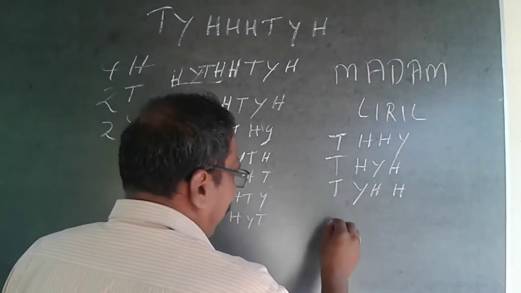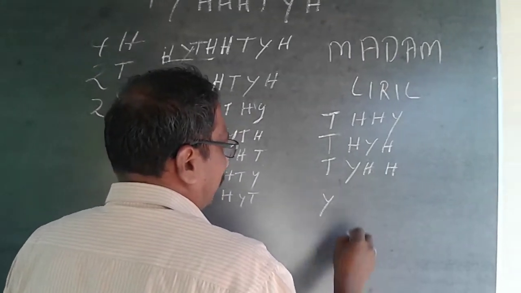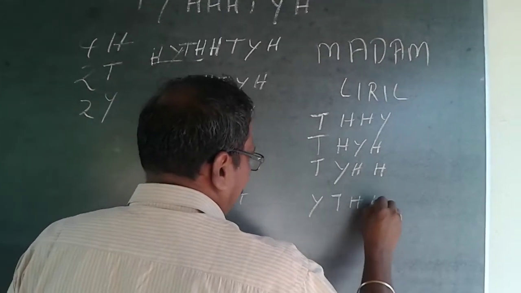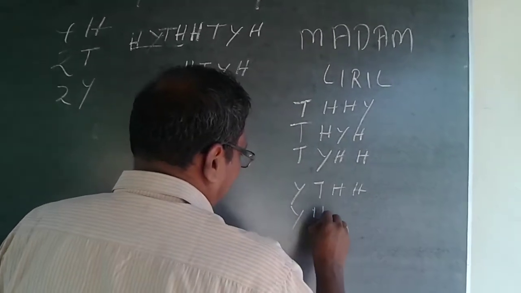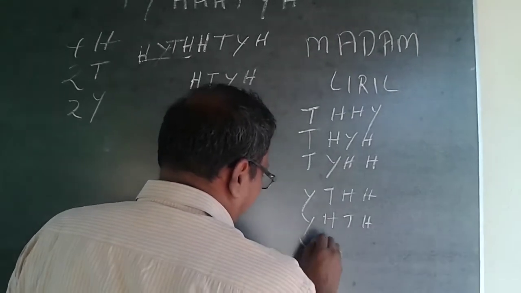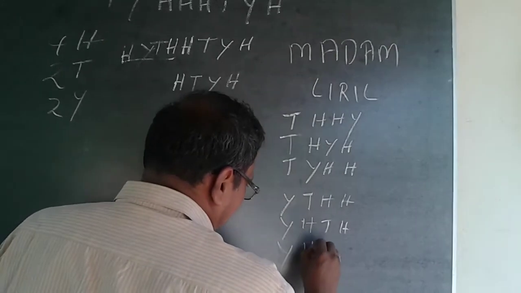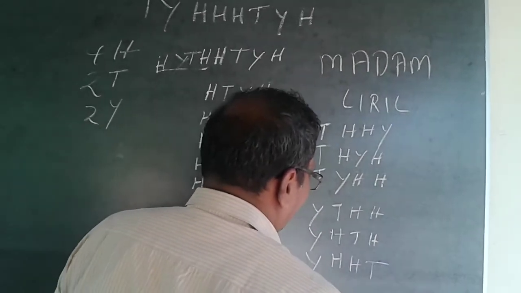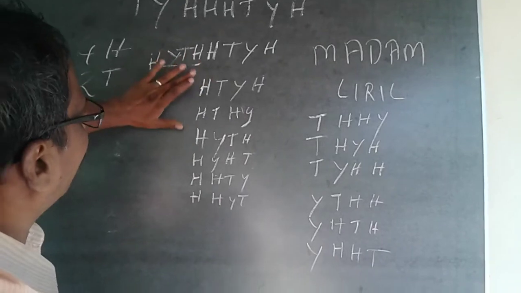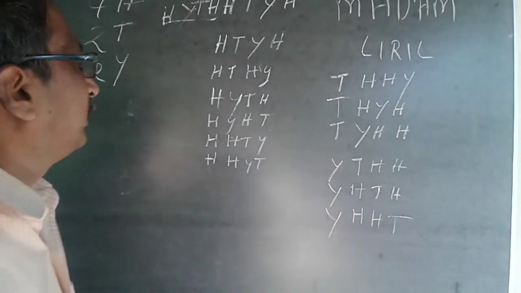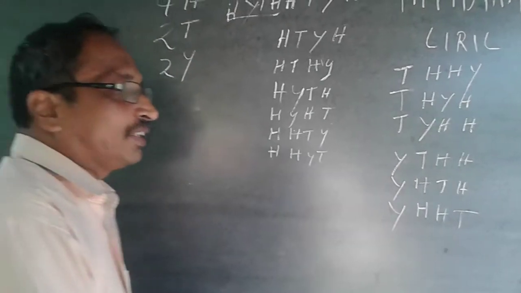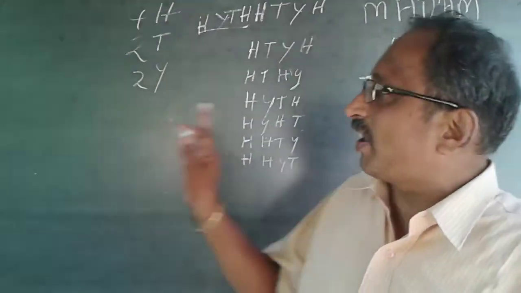Now I am fixing Y in the first place. So when I fix Y in the first place, it will be T, H, H. Then Y in the first place, T, H, T, H. And then Y in the first place again, this will be H, H, T. So this is 6: 1, 2, 3, 4, 5, 6. This is 3, this is 3. The answer for this question is 12.